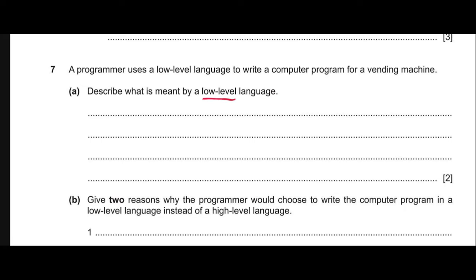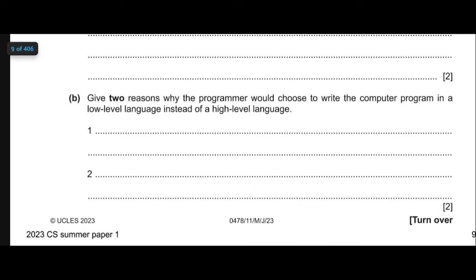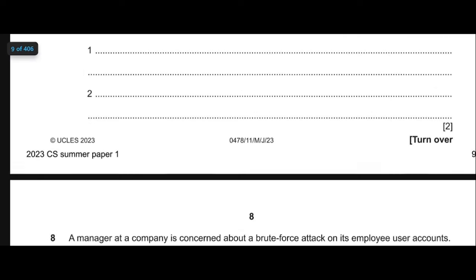Machine language is 0 and 1. Give two reasons why a programmer would choose to write a computer program in a low-level language. So why do they choose it? If they want to directly interact with the hardware, okay? Or if they want the program to work fast. So that's why they will use the low-level languages.